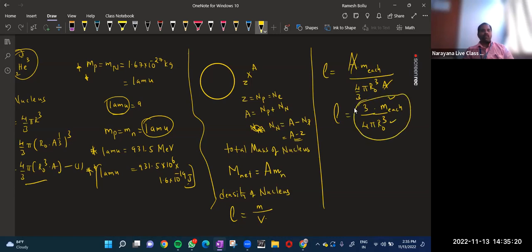Everything is constant, which means the density of every nucleus is constant. Whatever the nucleus is, uranium, neptunium, beryllium, everything has the same density. That is a very, very important note. All nuclei have the same density. Understood or not understood? A misunderstanding will come that density will change from atom to atom, nucleus to nucleus. It is a totally wrong misconception. It is independent.